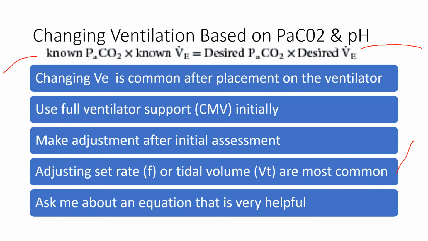So adjusting the rate or targeted tidal volume are the most common ways to do this. When we're looking at this equation, we can take their actual CO2, and let's say their CO2 is high, times their actual minute ventilation, and then we put it over our desired minute ventilation, and then we can actually see what we need to do to change our rate or tidal volume to get there. And we've already practiced this in the lab, so this is nothing new to you.